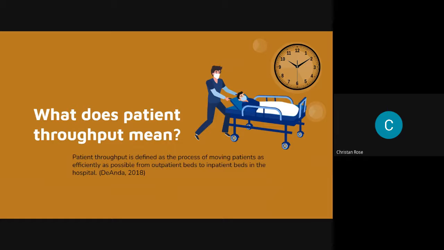So what does patient throughput mean? Patient throughput is defined as the process of moving patients as efficiently as possible from outpatient beds to inpatient beds in the hospital. So basically, the time from when they're seen in the emergency department or have surgery, post-surgical beds, to inpatient beds, and then back out to home.